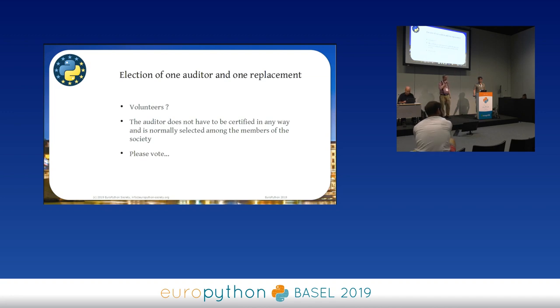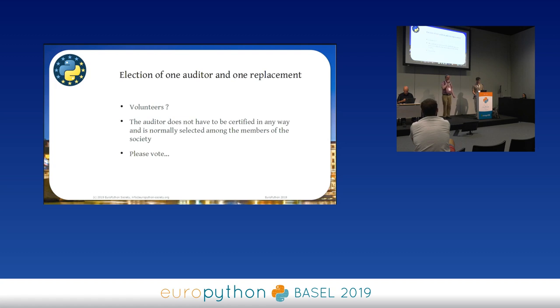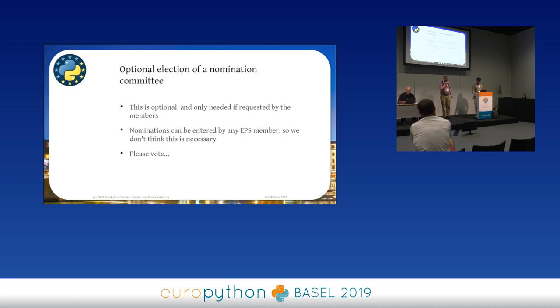Okay, then we need one replacement. So the replacement comes in if I'm too ill or dead or something like that. Okay. Great. So then we have two candidates as auditor, which is Jacob Hallen, and Francesco as replacement. Do we have any more candidates? Can we elect these two? Yes. Anybody against? I find that we've elected them. Okay, then we can move on.